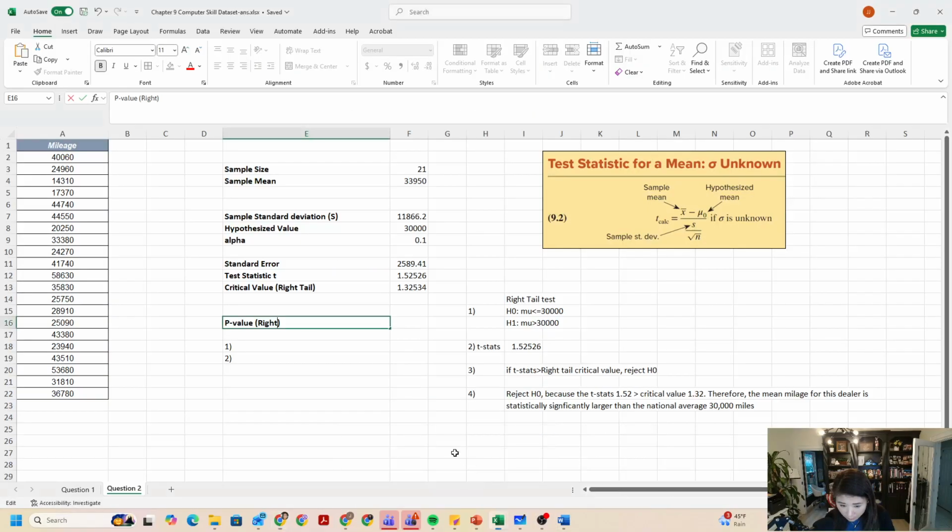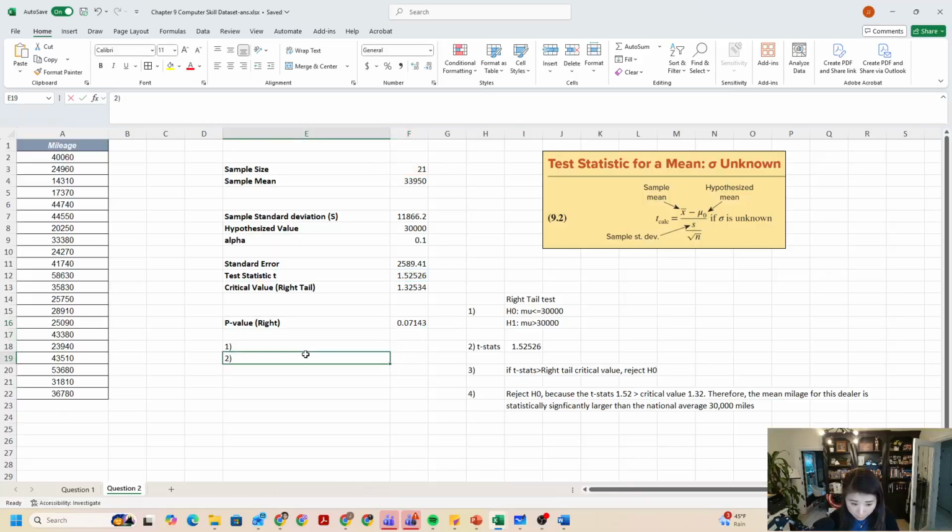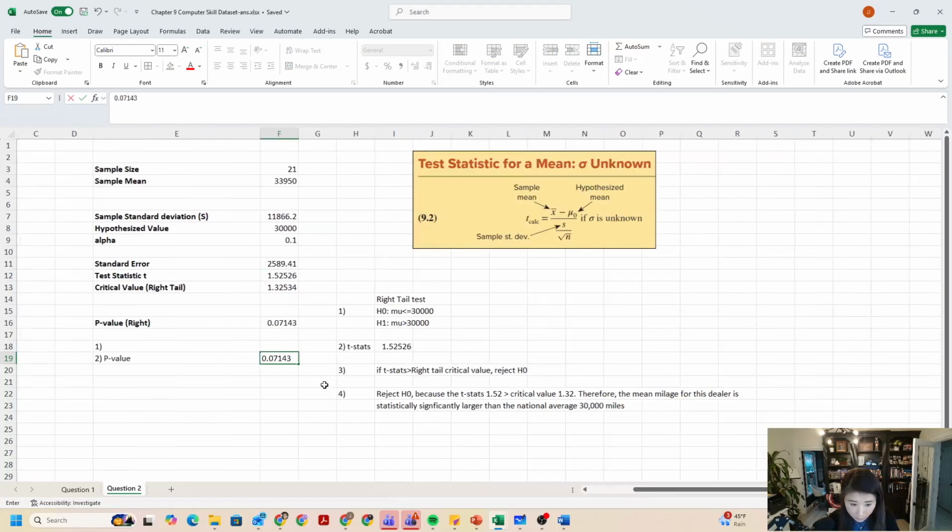Let me go back to the Excel file. Okay, equal to t.dist.rt, right tail parentheses, and the x is the t-stats we already calculated, which is here. The degrees of freedom is the sample size minus 1, and close the parentheses. That is going to give you the p-value. The p-value here we receive is 0.07143. Okay, now this is step number 3, the rejection rule.